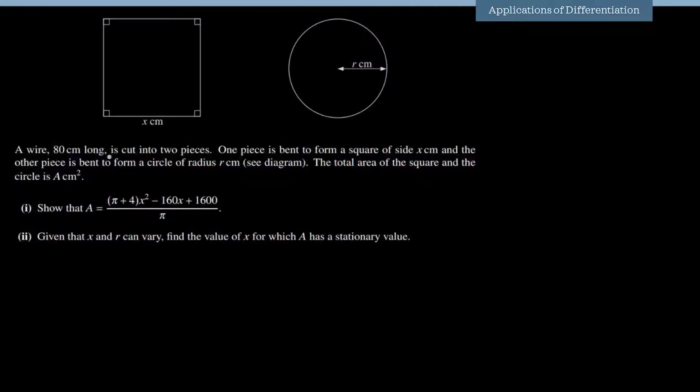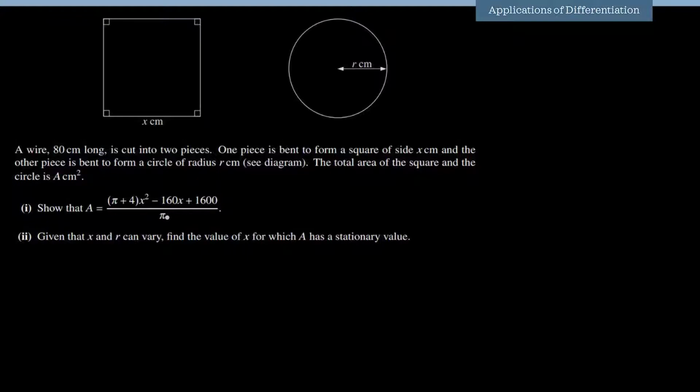A wire 80 cm long is cut into two pieces. One piece is bent to form a square of side x centimeters, and the other piece is bent to form a circle of radius r centimeters. The total area of the square and the circle is A square centimeters, and in the first part of the question, I need to show that the area is equal to (π + 4)x² − 160x + 1600, all divided by π.